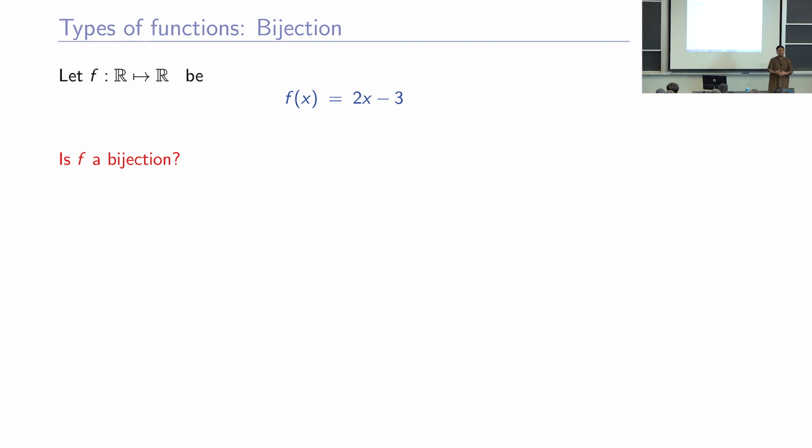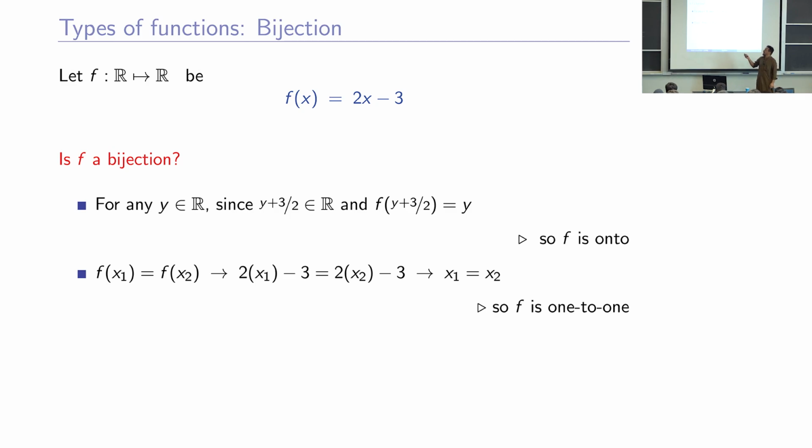Let's suppose f of x1 is equal to f of x2, and that would mean that 2x1 minus 3 is equal to 2x2 minus 3. I think we did it earlier. If f of x1 is equal to f of x2, that means x1 is equal to x2. Hence, this function is 1 to 1.